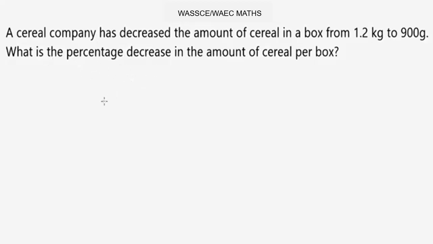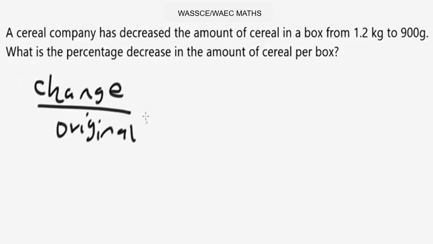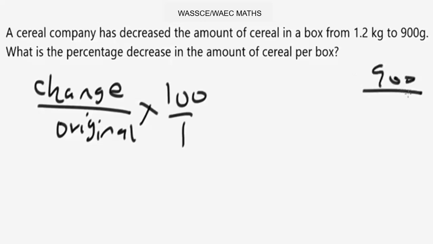Basically, remember the formula for percentage change is change over original times 100 over 1. So in this question, basically, we need to convert this 900 grams to standard units, that's kg. Okay, so when you do it, to convert 900 grams to kg, divide by 1000. All right, divide by 1000. So 9 divided by 10 will give us 0.9.